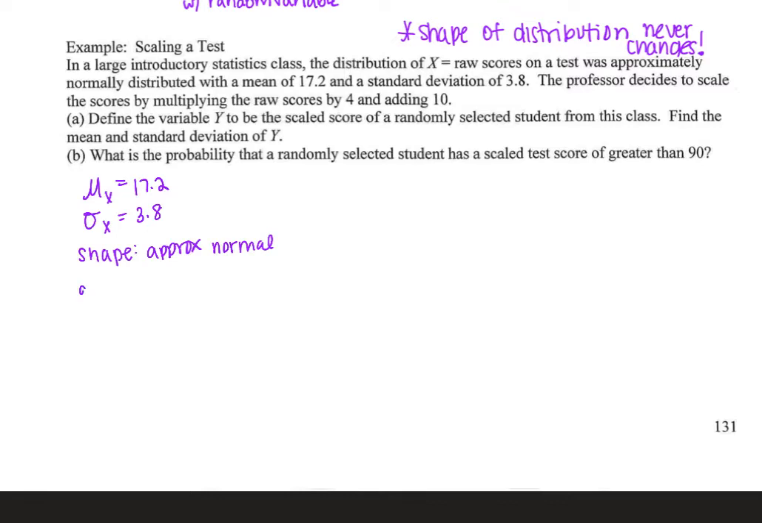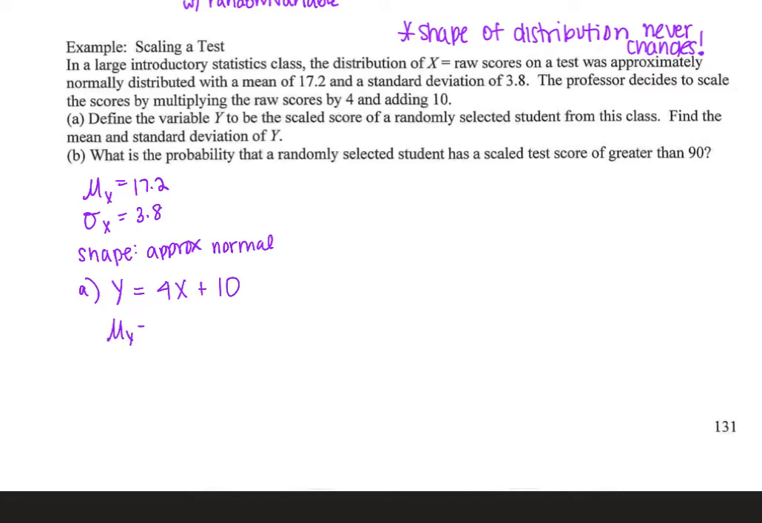We're going to define a variable y to be the scaled score of a student from this class. Now, the way they scale the score is they multiply by 4 and then add 10. So my new variable y is going to be, I'm going to multiply by 4 by my random variable x, and then I'm going to add 10. So the 4 will affect both the mean and the standard deviation. The 10 is only going to affect the mean.